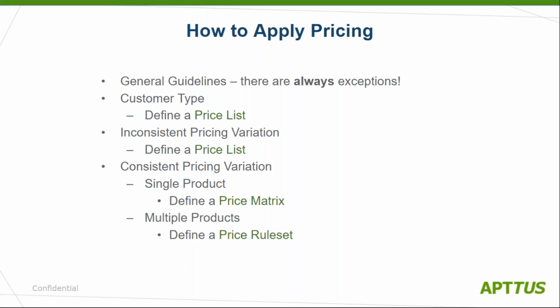Then for inconsistent pricing variation, we also have to define a price list. You just have to create a price list for that. Then if it is a consistent pricing variation for a single product, we will define a price matrix. If it is for multiple products, we will define a price rule set.